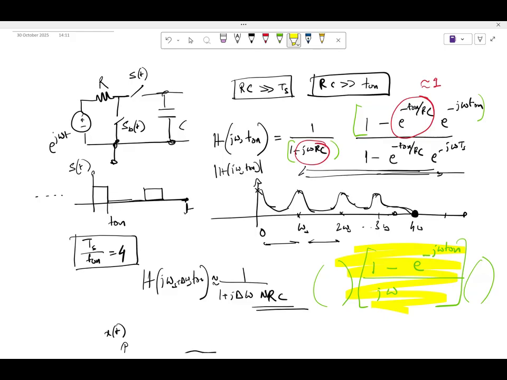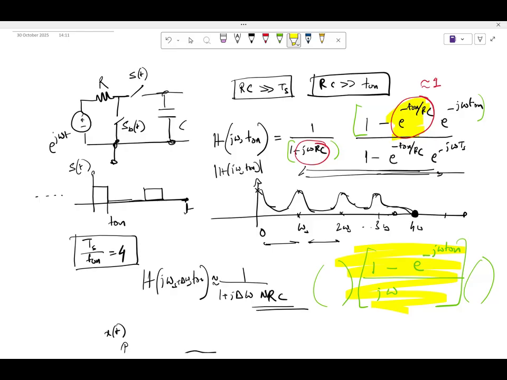Right? The approximation that I made was that e power minus T on over RC is approximately equal to 1. If I don't make the approximation, then it's not an integration. It's some other thing. Because I made this approximation, that is RC is much greater than T on, this looks like I am doing an integration over a finite time interval of T on. Had this approximation not been true, then clearly it wouldn't have been an integral.